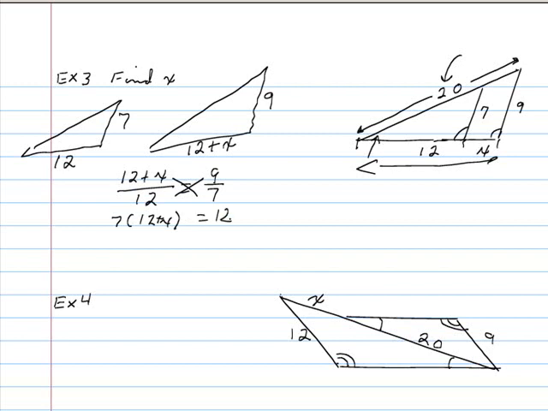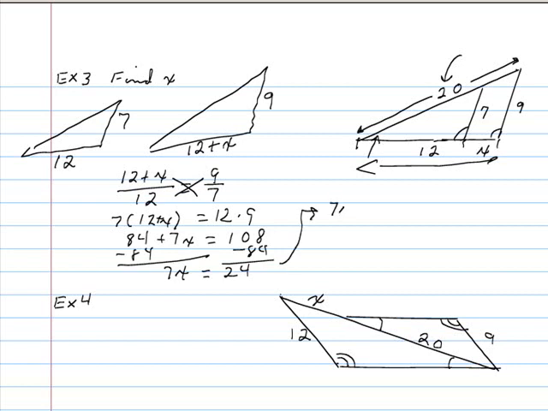On the right, I'll have 12 times 9. 7 times 12 plus x is 84 plus 7x, and 12 times 9 is 108. I subtract 84 from both sides, and I get 7x is equal to 24. Let me just take that over here so I can finish off.